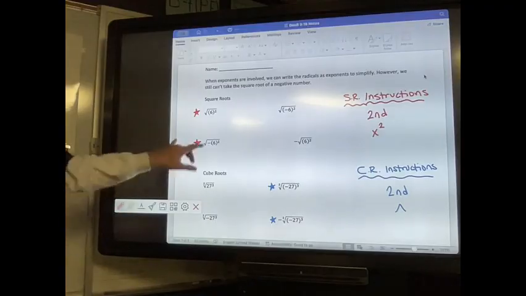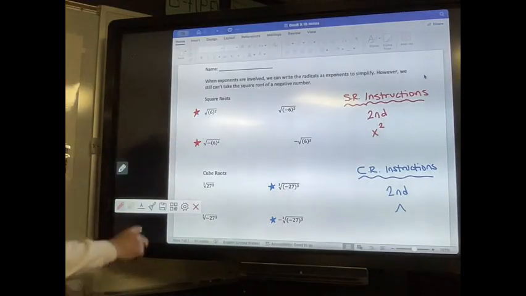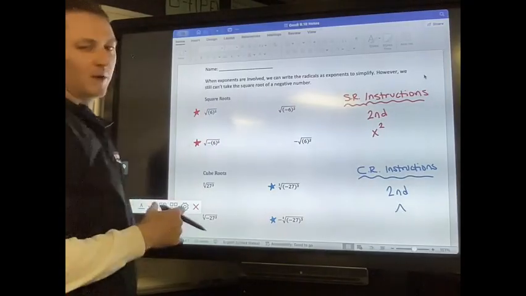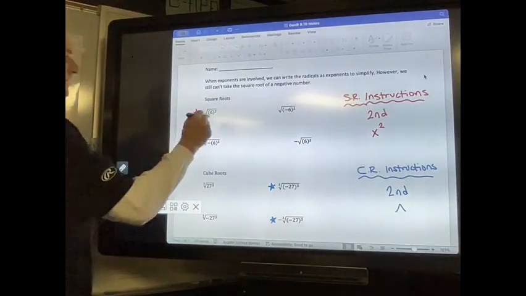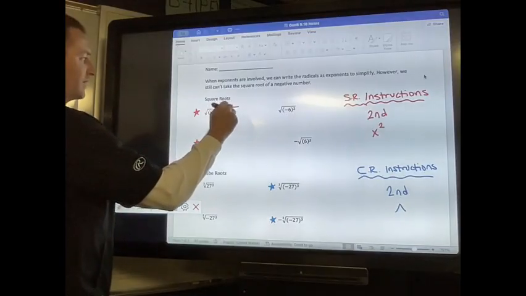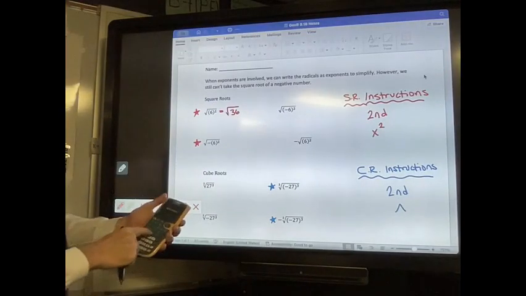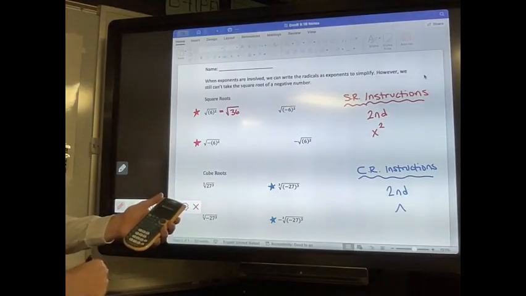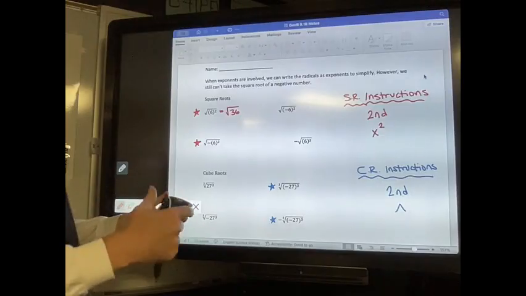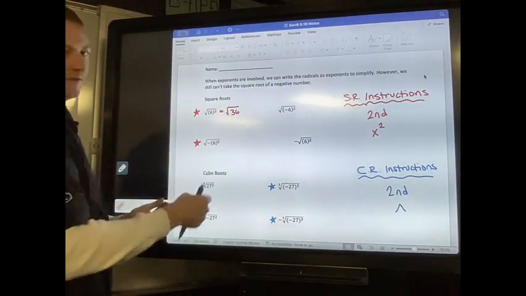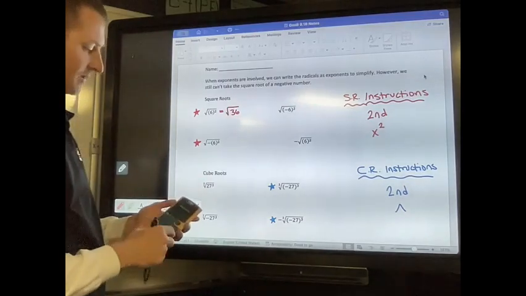Okay, so this first problem right here, we have the square root of 6 squared, and we always work inside to outside. So this is actually square root of 36, because on my calculator, if I typed in parentheses 6 parentheses squared, I would get 36. It's just saying 6 times 6 is 36. Now they want to know what times itself equals 36. Well, this is what I'm going to show you.